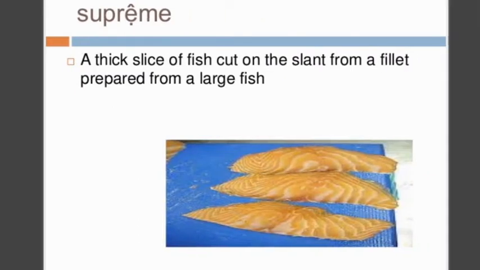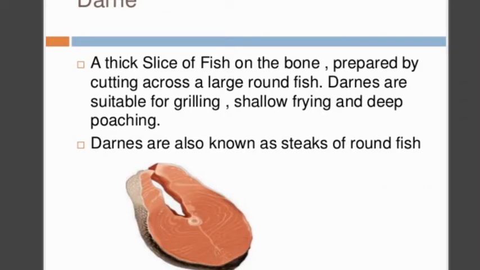Supreme. A thick slice of fish cut on the slant from a fillet prepared from a large fish is known as supreme. Darne. A thick slice of fish on the bone prepared by cutting across a large round fish. Darnes are suitable for grilling, shallow frying, and deep poaching. Darne is also known as steak of a round fish.